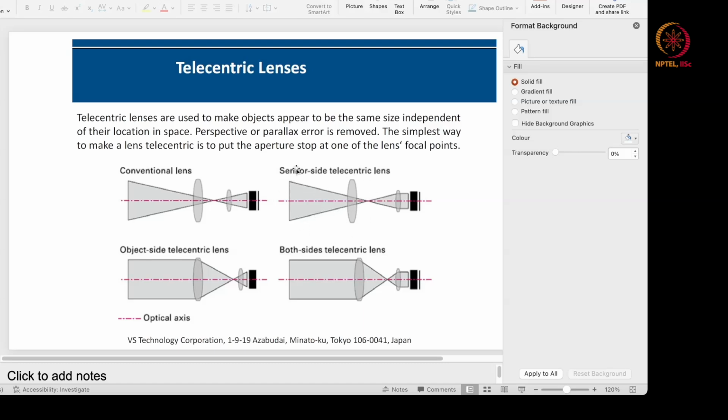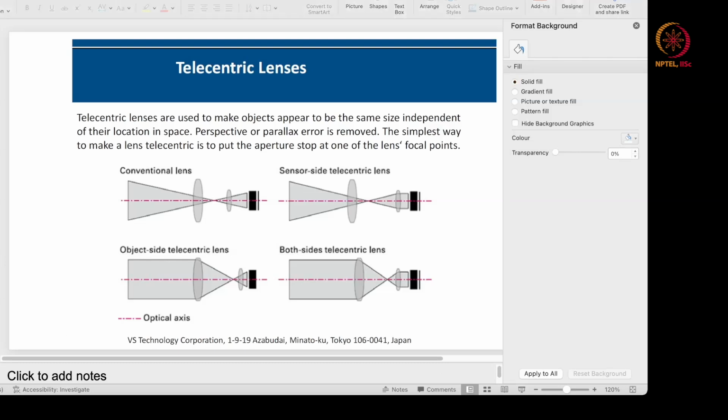So for example, this is a sensor side telecentric lens. In the sensor side telecentric lens, you have this object, and you basically have this particular image that is formed. This is an object side telecentric lens, which does things in a slightly different way, and this is a both sides telecentric lens. Okay, so these are the different telecentric lenses that are available. Many of these materials are available on the internet. Feel free to read about all of them.